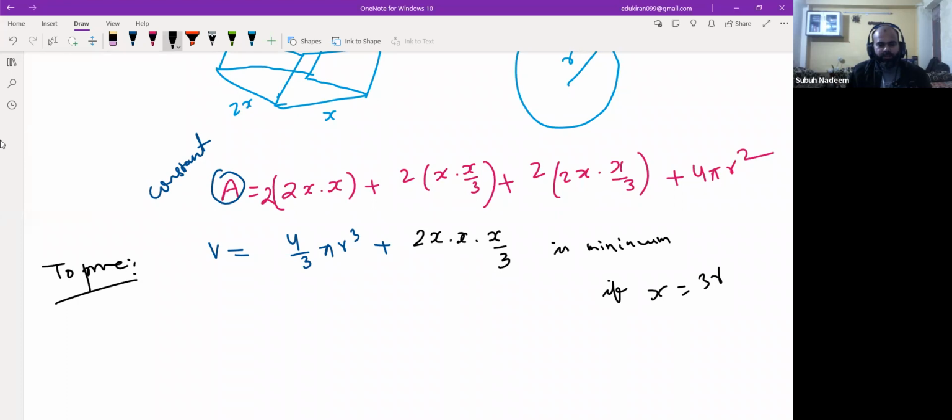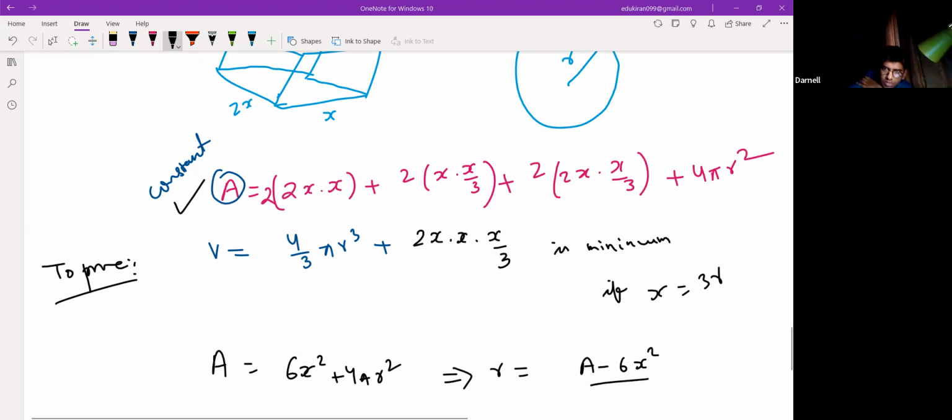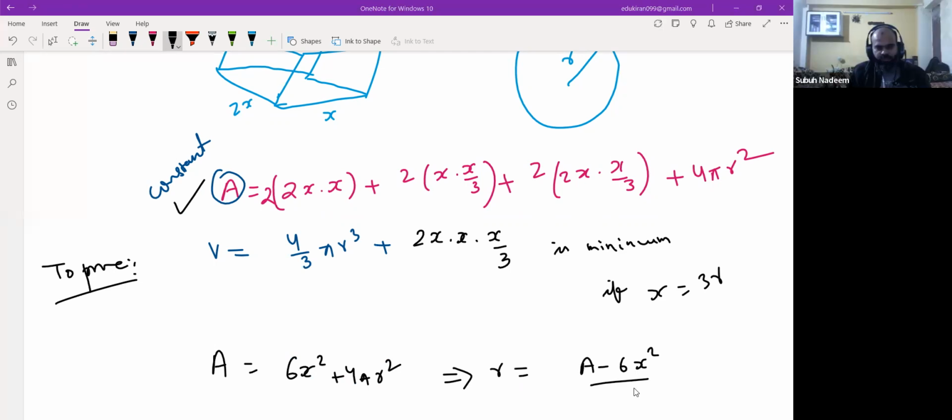So what we need to do here is 4x square plus 2 by 3 x square plus 4 by 3 x square. 2 by 3 plus 4 by 3 is 6 by 3, so 2x square plus 4x square is 6x square, plus 4 pi r square equals A. From here we can write r as the square root of A minus 6x square by 4 pi. Are you there? Yes. This is r.